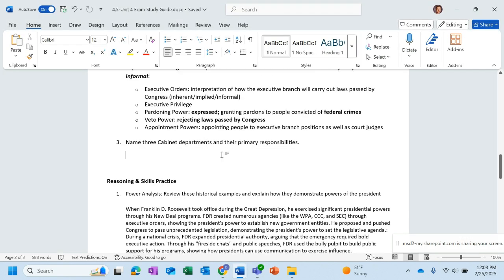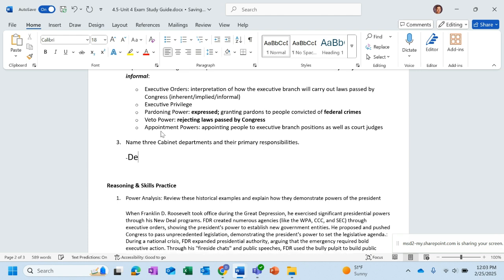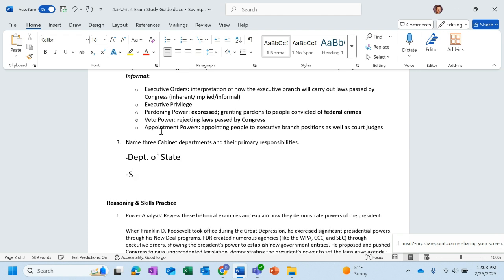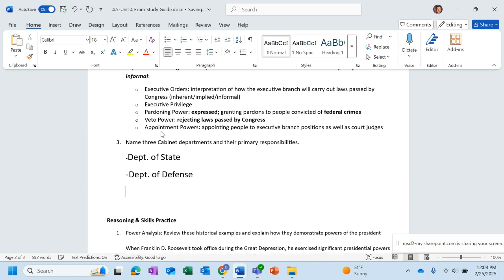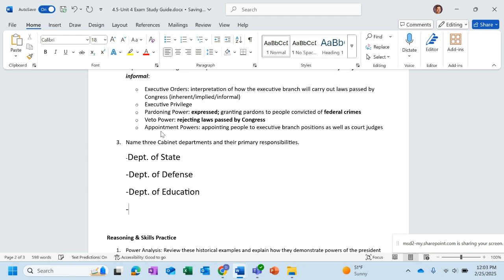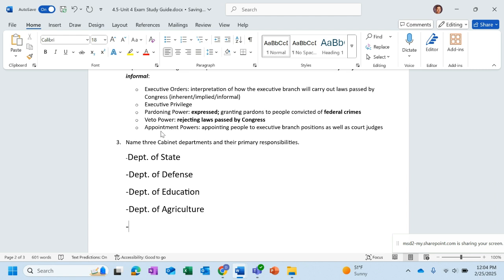So anyway, all right. Three cabinet departments, primary responsibilities. There's lots of them. I'm not even able to go over all of them. We did the balanced budget deliberation. That was a good example. They're on the slides. You wrote down some on the note sheet, 4.2a, I think. So Department of State, the diplomacy. Department of Defense, military. Department of Education deals with federal education programs. Department of Agriculture does a whole bunch of stuff with not only agriculture, crops, corporate farming, but also food stamps or SNAP benefits, which is the technical term for it.